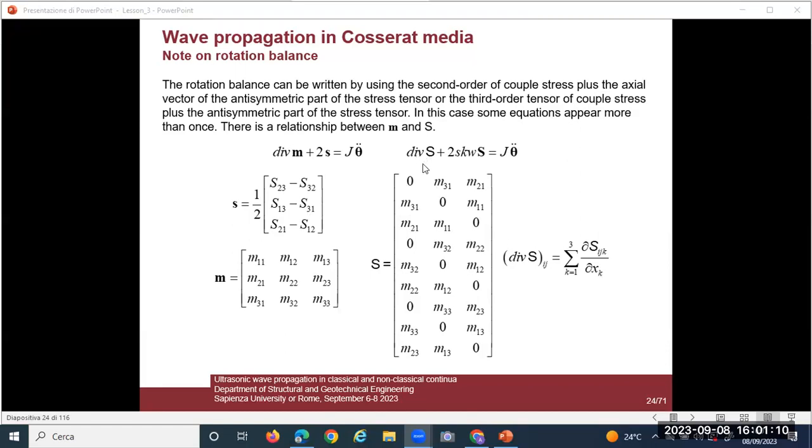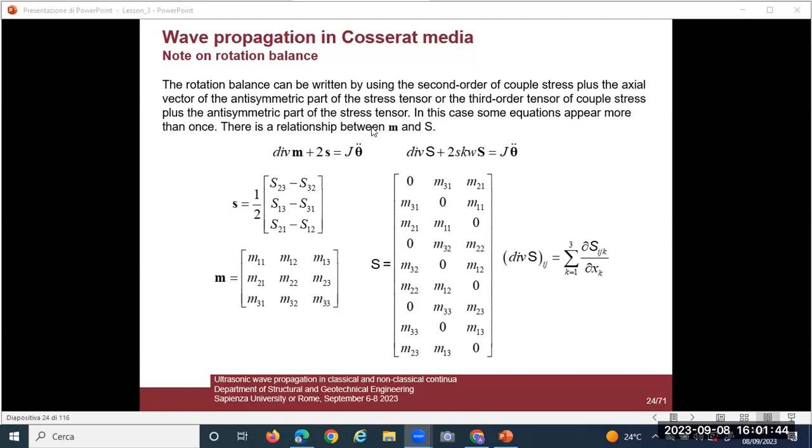You can find some papers where the rotation balance is written as the divergence of a third order tensor. The third order tensor is this object, which, as you see, contains the components of this matrix. This is obviously exactly the same.